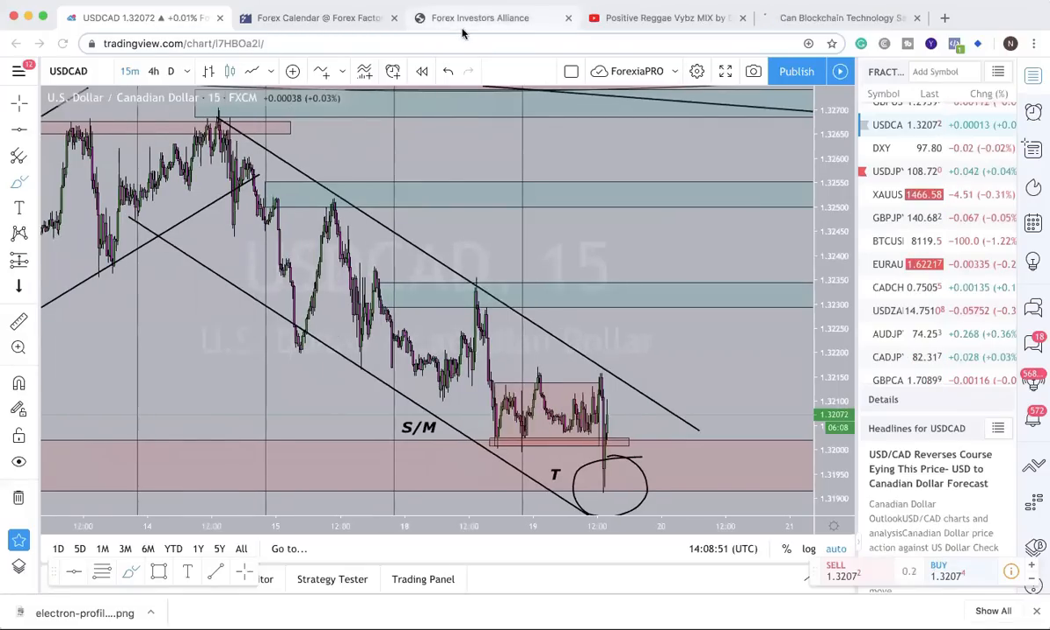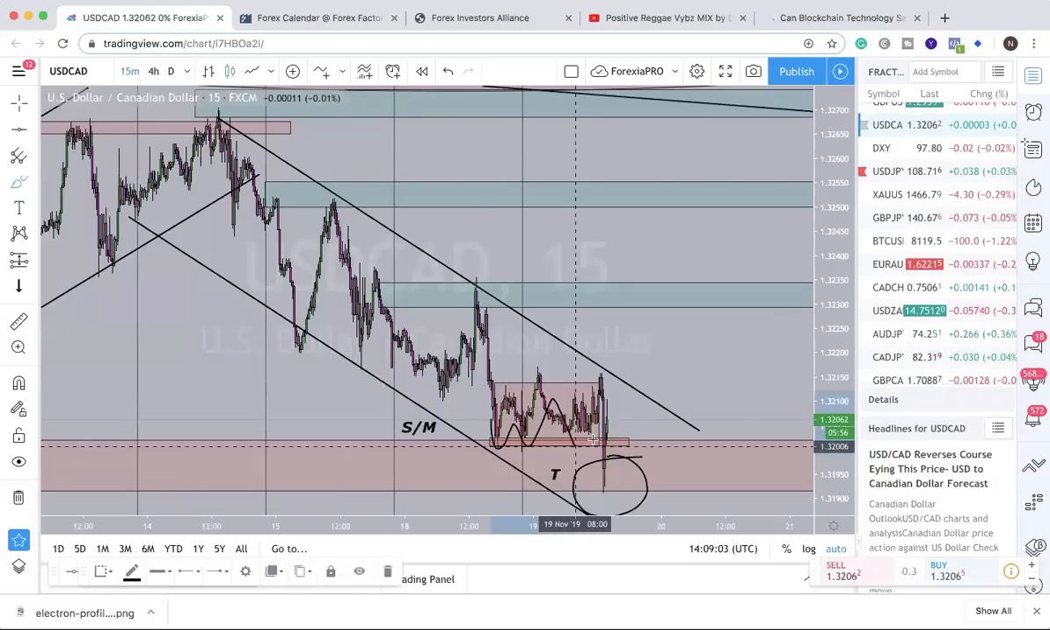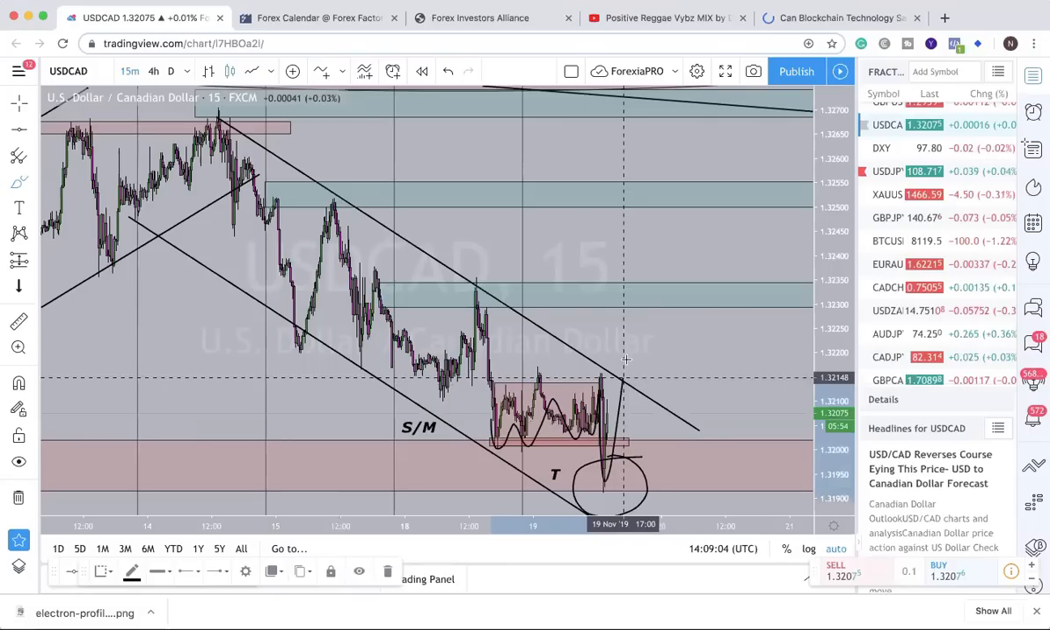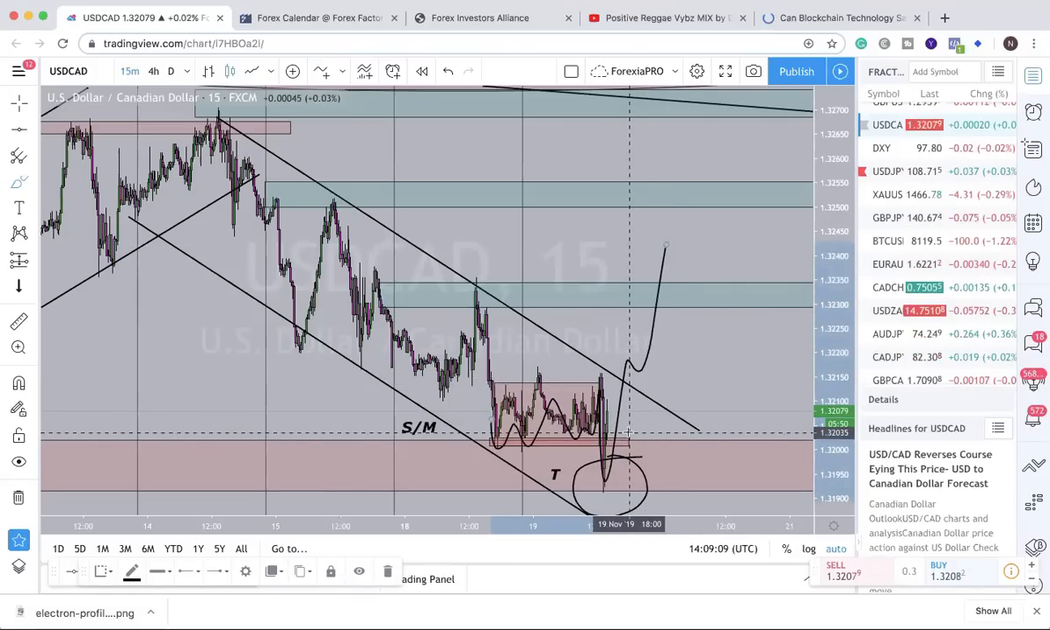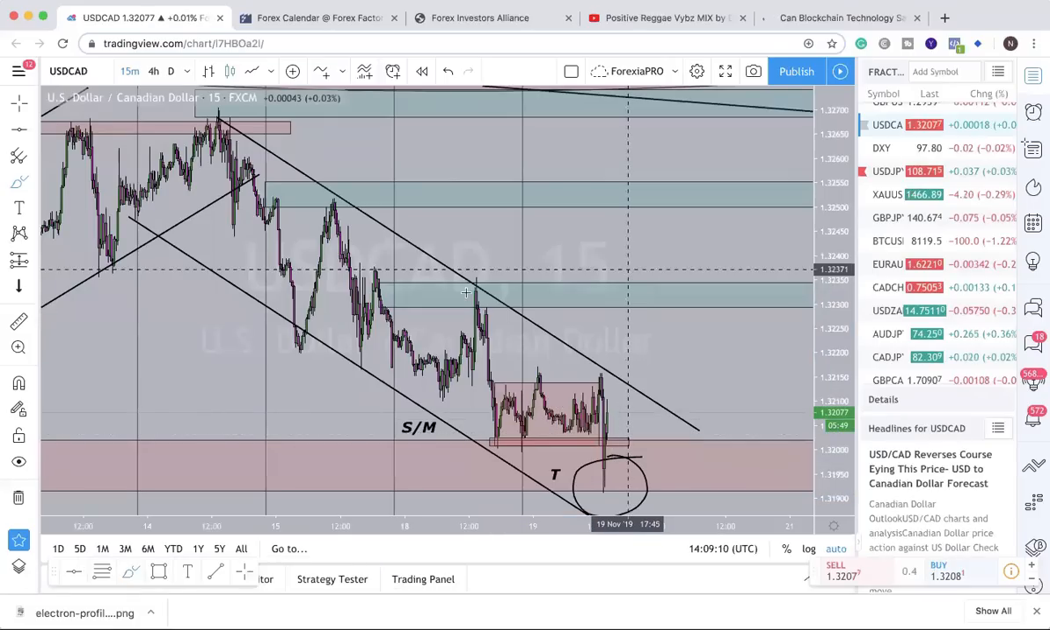Why did USD CAD not make a second leg like it did? Yeah, this would be the second leg. That would be considered the second leg. I mean, there's a lot of legs here, but that's the manipulation. That's the point. That's the induction.